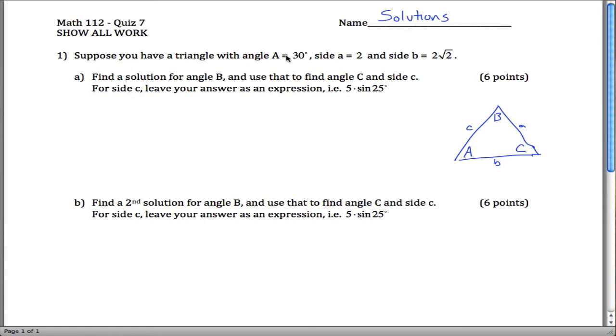Anyways, what it says is that we know that A is 30 degrees. Okay, this isn't drawn to scale. Side a is 2, and side b is 2 root 2. So what we want to do is find a solution for angle B. Law of sines will work out nicely here.